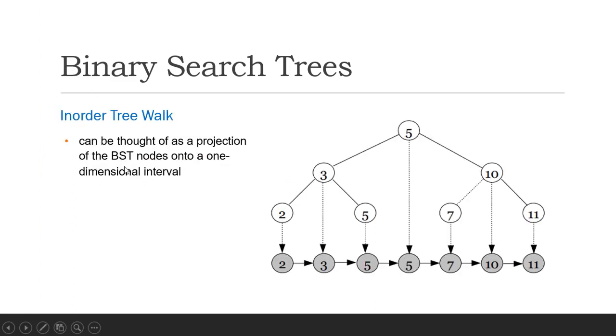Here we have a binary search tree node onto a one-dimensional interval. As you can see here, we have a binary search tree. If you check, we have an in order type of binary search tree, because, as you can see in the nodes that are given, we have to traverse from the left, visit the root, and traverse from the right. So it follows a sequential order.